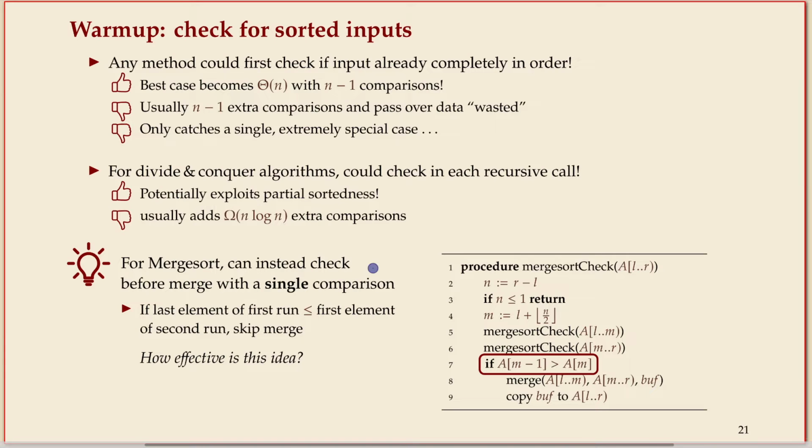Now it turns out for merge sort, you don't have to check the entire input is sorted. You can do something much cheaper after the two recursive calls. So remember, that was merge sort. We just find the middle by index arithmetic, sort the left half recursively, sort the right half recursively. And then there's a single comparison that I can do. If everything in the left half happens to be smaller than everything in the right half, I can check with one comparison if the entire input is sorted. And that's super cheap. That's definitely worthwhile doing.